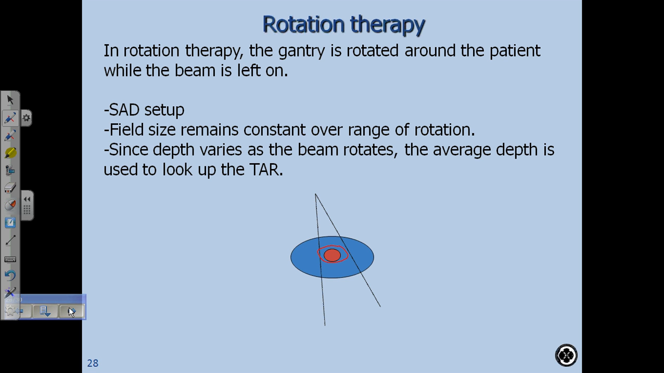But how do you calculate monitor units for rotational therapy? You don't have one depth anymore. You've got lots of depths. You can probably set one field size. It would be a little complicated if you had to change field sizes as you went. So you have one field size, and you have many depths.